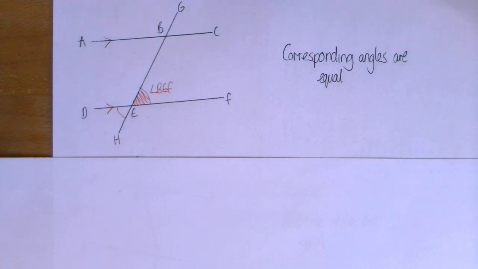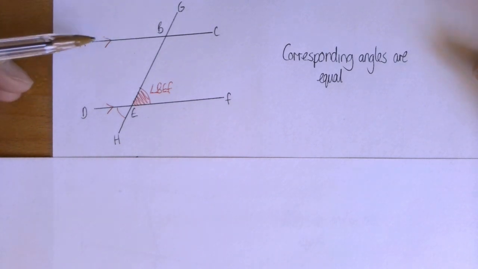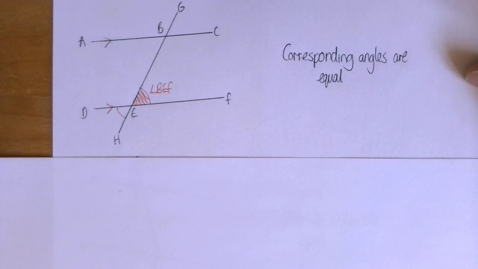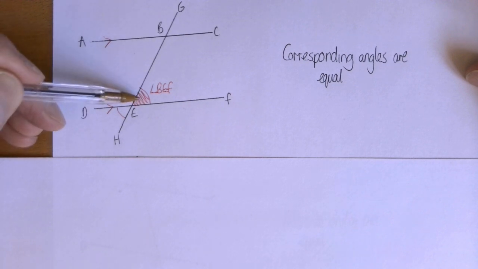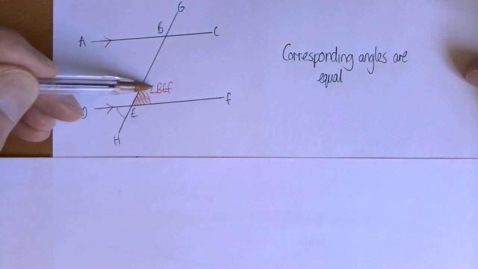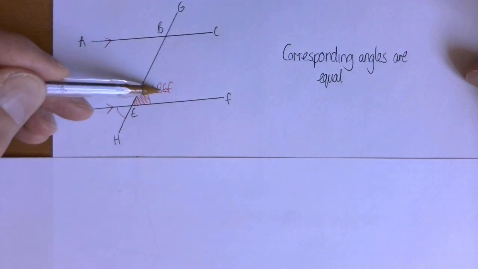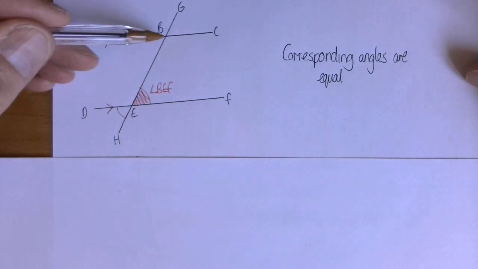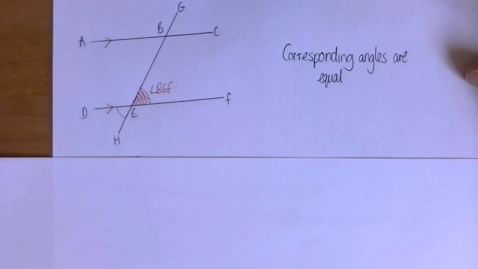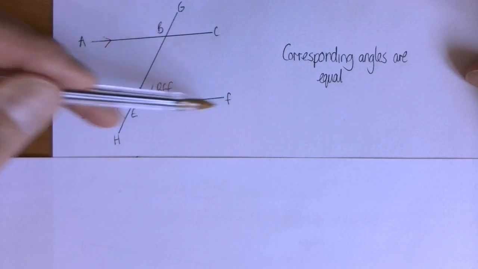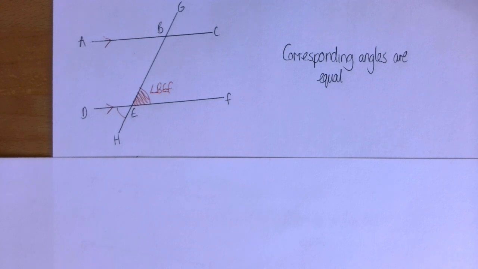The first rule is that corresponding angles are equal. So I've got here a set of parallel lines. They're marked with little arrows to indicate they're parallel. And I've identified an angle here. I've called this angle, this isn't an L, this is just a little angle symbol, angle BEF. I hope you can see why, because to get it you go from B to E to F. I could have called it angle FEB, same thing.